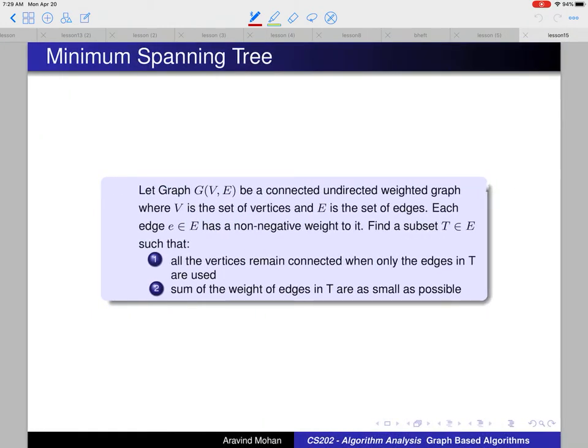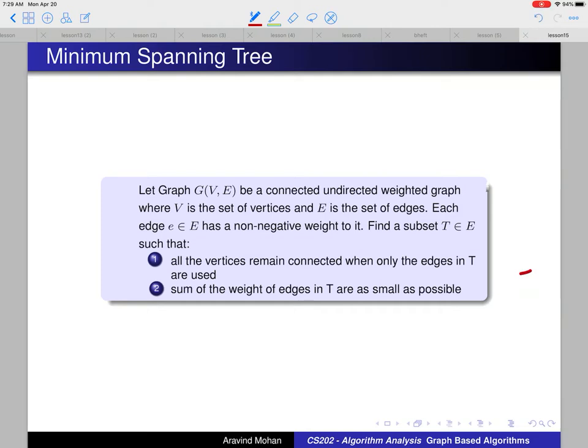So what is a minimum spanning tree? Let us formally define this. Then we will look at one application of such a minimum spanning tree, and then we will look at an example. Later we will look at the algorithm. We will analyze that, and towards the end we will take up an activity to practice this algorithm.